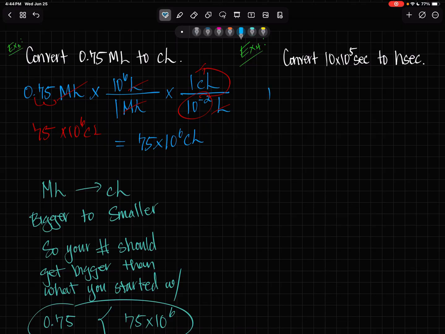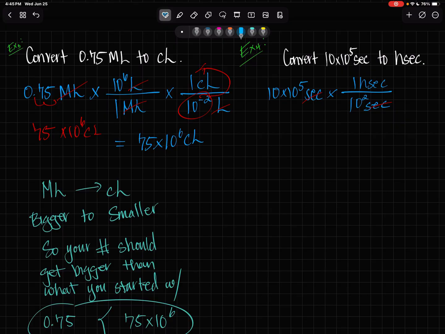Convert 10 times 10 to the 5 seconds to hectoseconds. Well, you already have a base unit, so you can go ahead and just do a one-step conversion, okay? 1 hectosecond equals 10 squared seconds. So let's cancel out our units. So you end with the right units, so there's a check there.